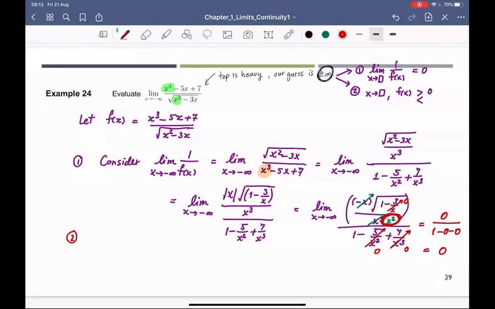And then number 2: now that you have 1 over f(x) going to 0, you have to figure out whether the function you have here is positive or negative.